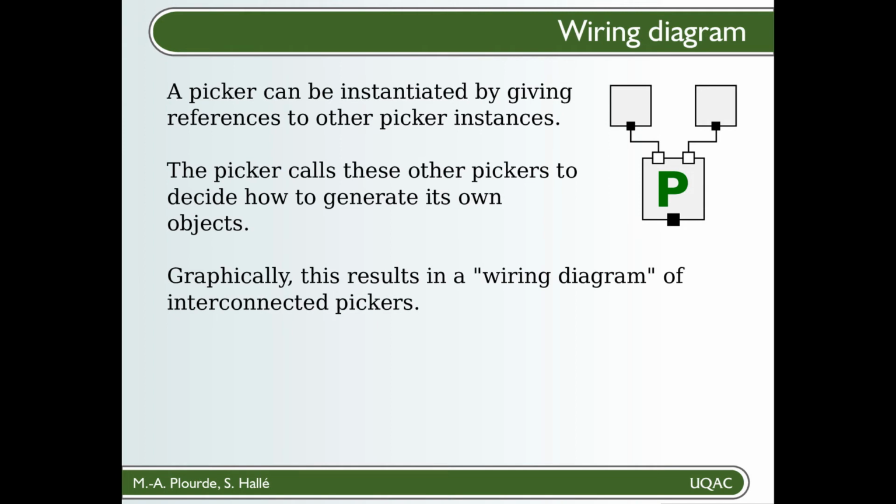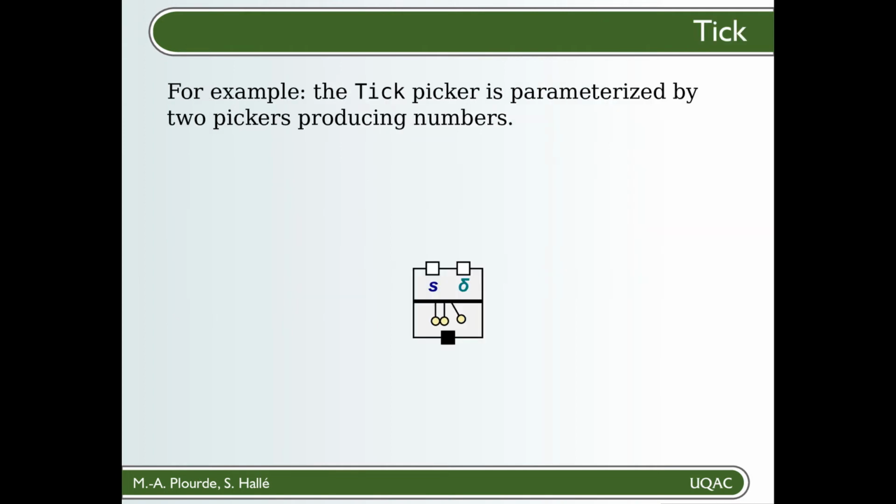One of the simplest examples of such a picker is called tick. The tick picker starts with an arbitrary numerical value, which is then incremented by some amount on every subsequent call to pick. However, what is the starting value and by how much it is incremented every time is decided by querying two other picker instances. Thus, the graphical representation of the tick picker requires its box to be linked upstream to two other boxes, creating what we call a wiring diagram. In the illustration, S represents the picker that decides on the starting value, and delta is the picker that will tell how to increment the current value at each step.